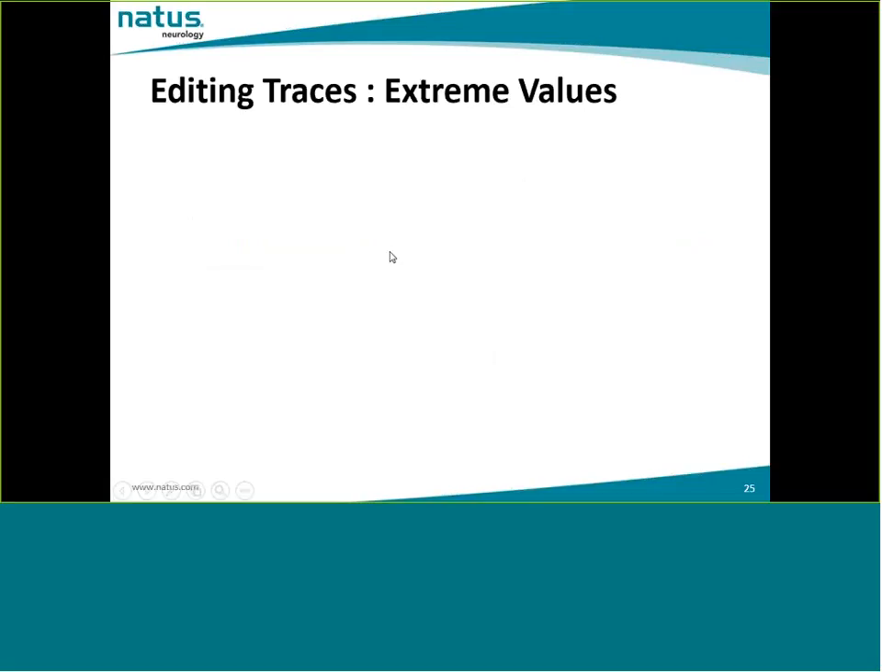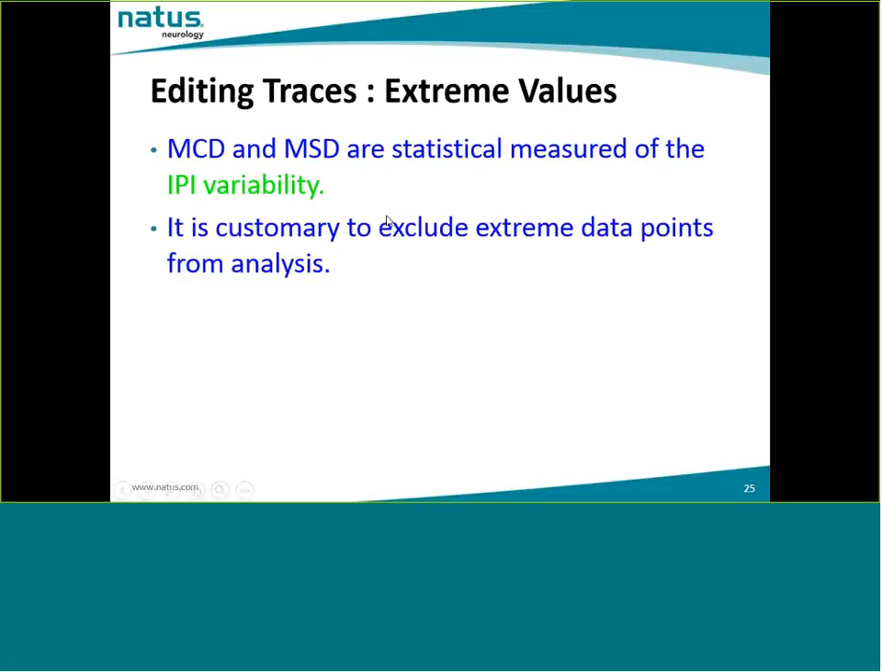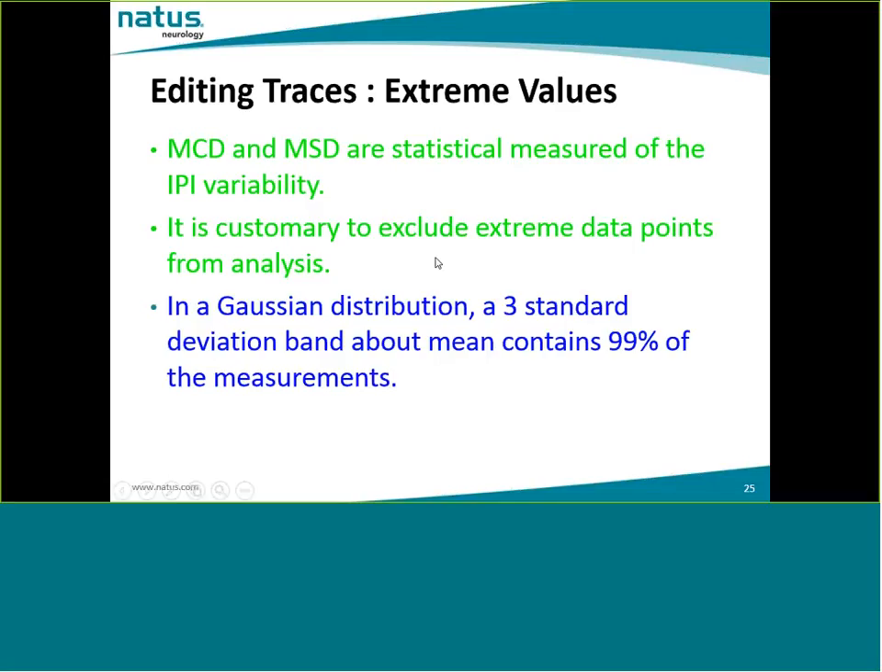The next step is to exclude extreme values. Now, MCD and MSD are statistical measures of the IPI variability. And in statistics, it is customary to exclude extreme data points. For example, if we have a Gaussian or normal distribution, we often use a 3 standard deviation band about the mean for analysis. And this contains about 99% of measurements.